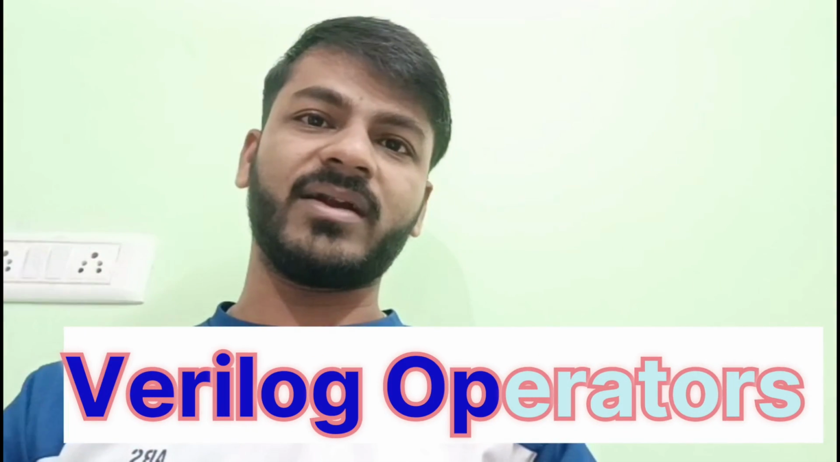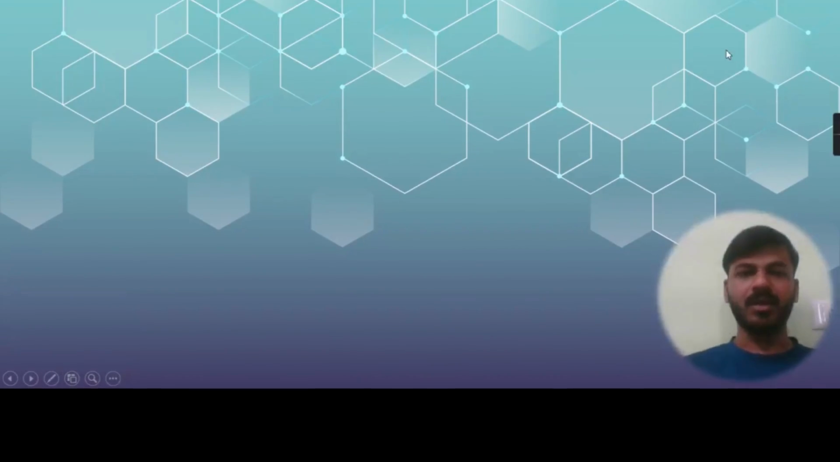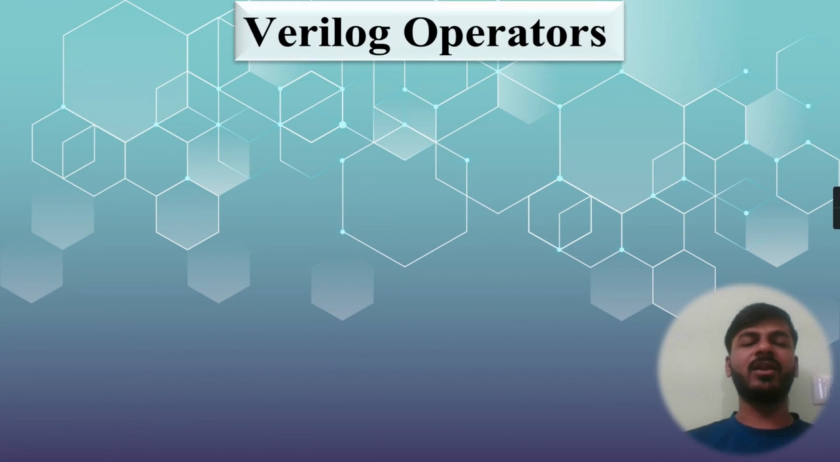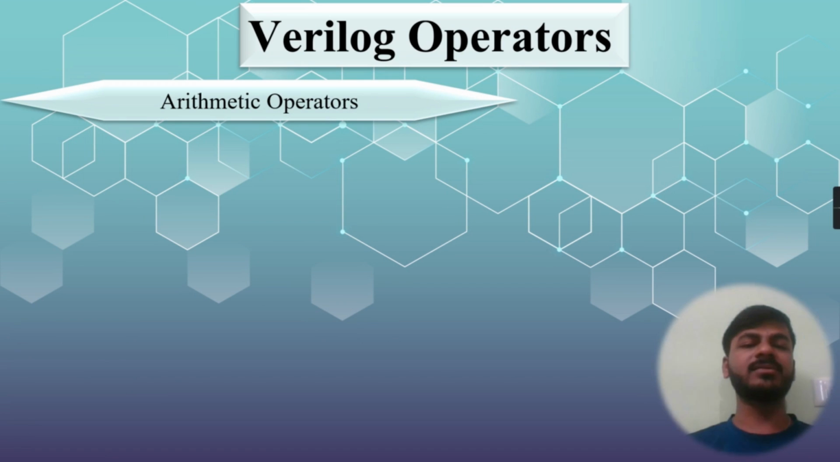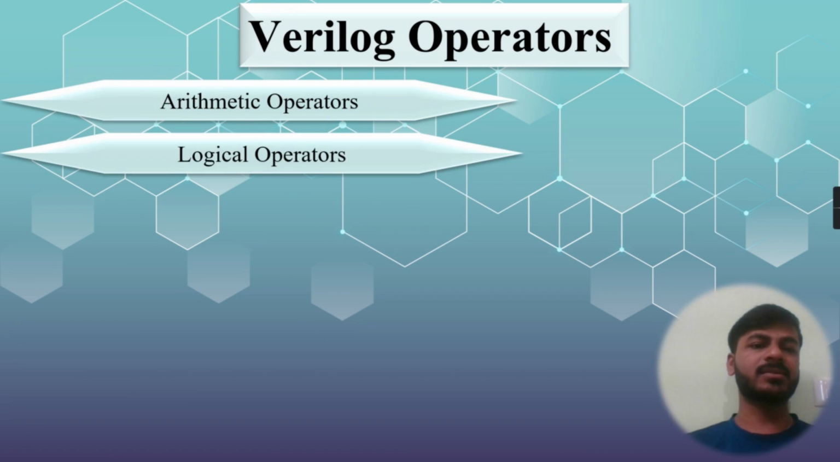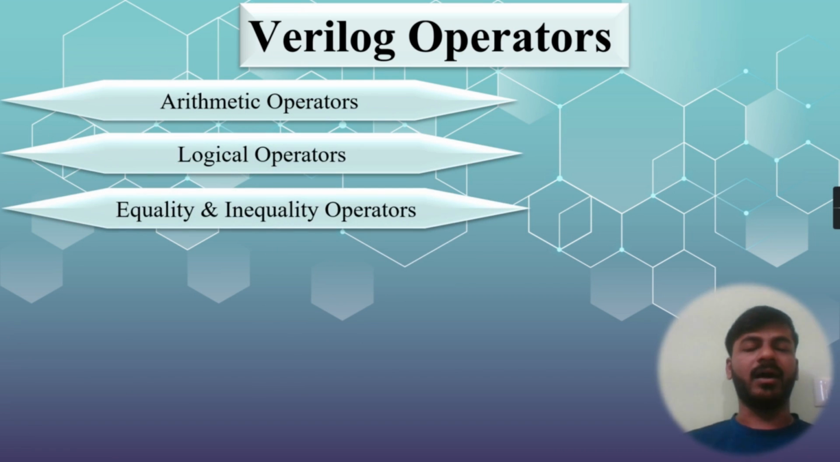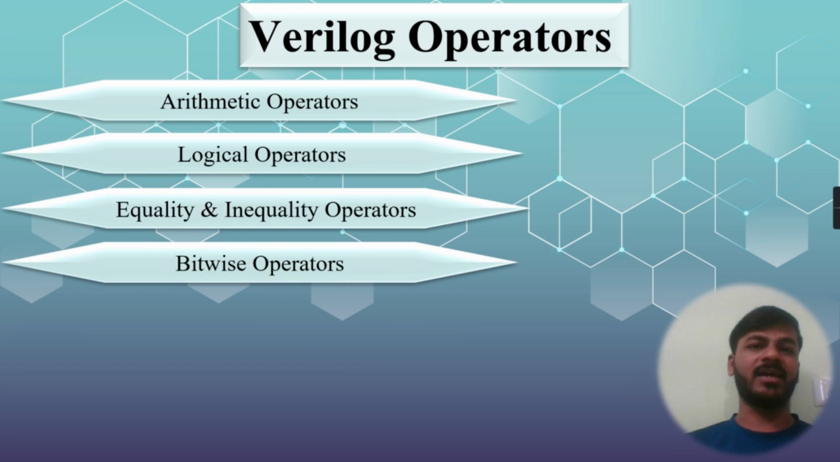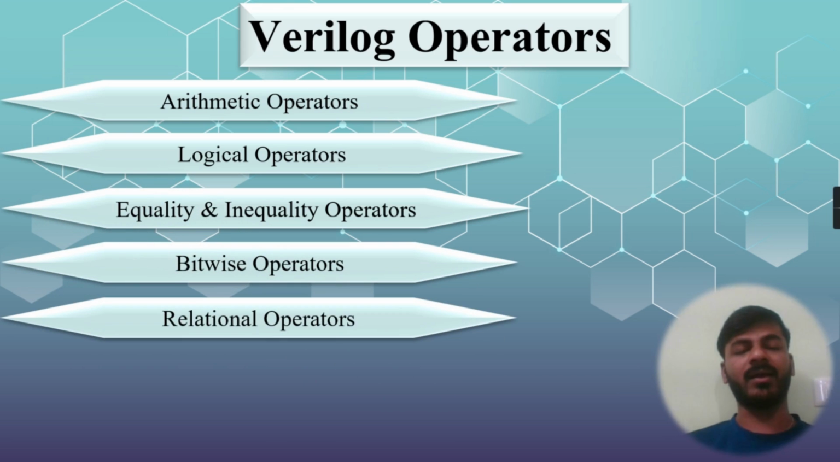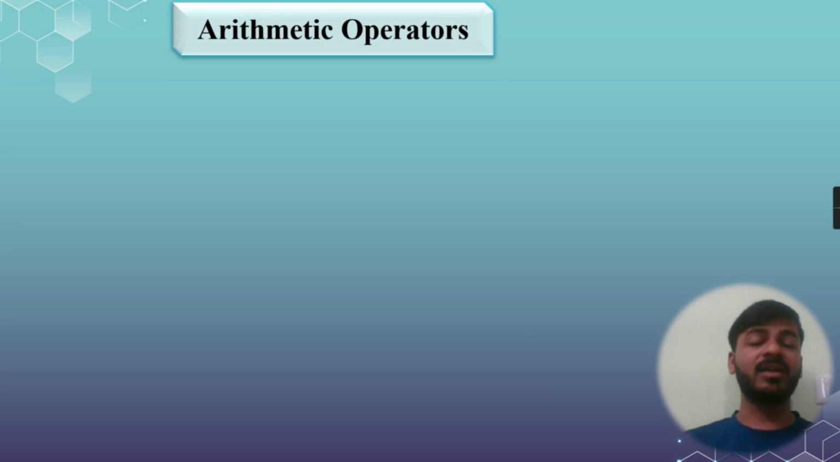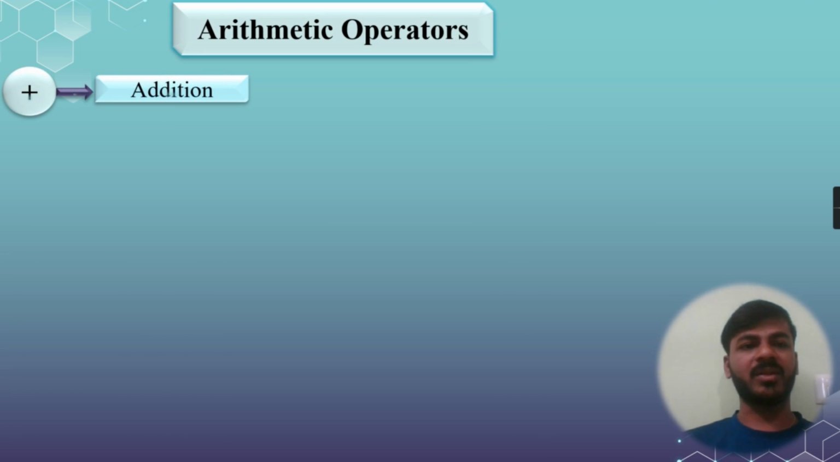Okay, so let's get started with the Verilog operators. Basically in Verilog we have different types of operators such as arithmetic operators, logical operators, equality and inequality operators. Then we also have bitwise operators, relational operators, reduction operators, and shift operators. Okay. So first we'll discuss what arithmetic operators are available in Verilog.